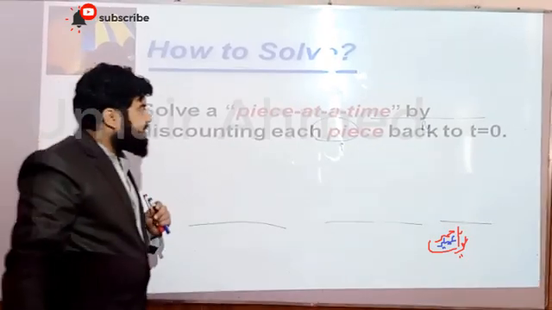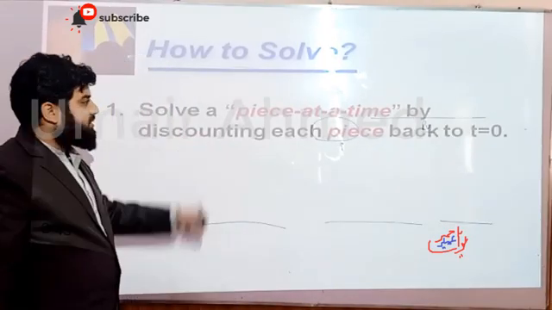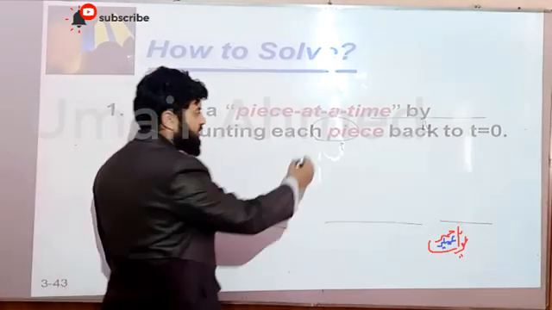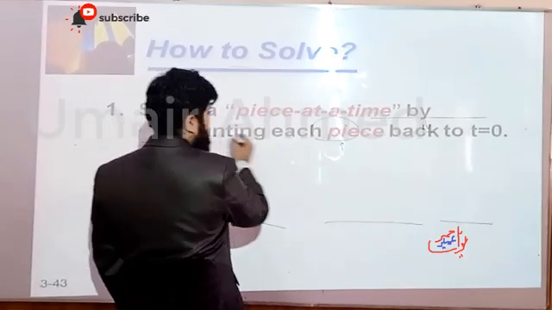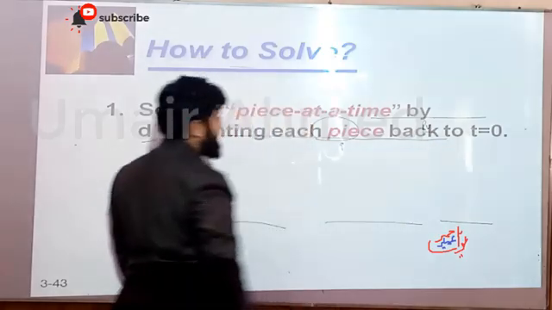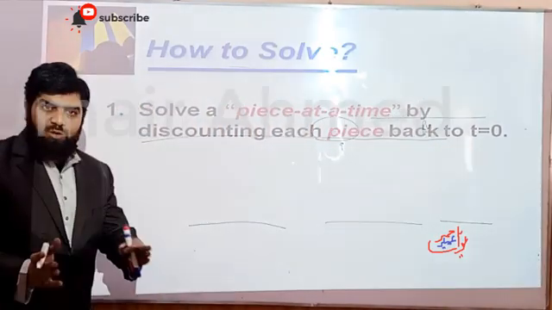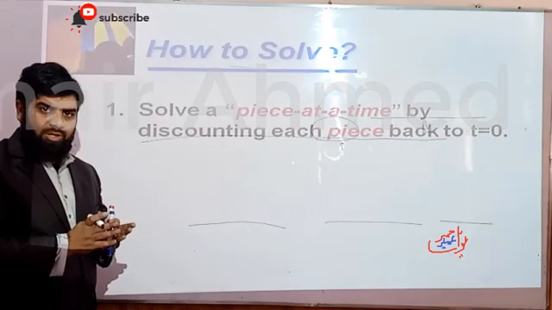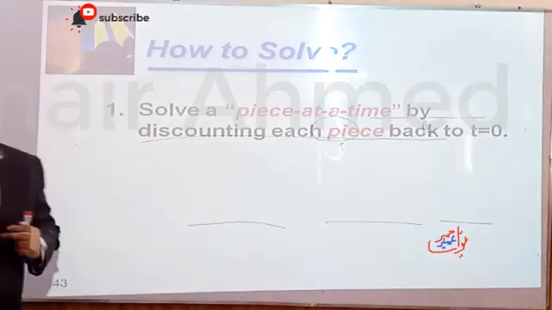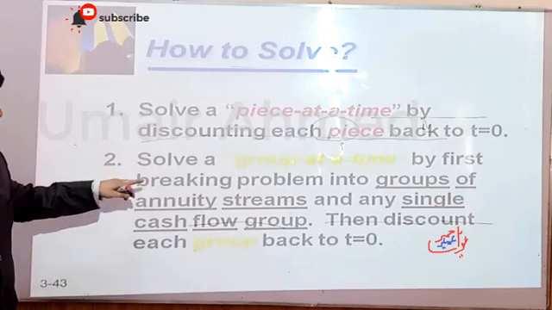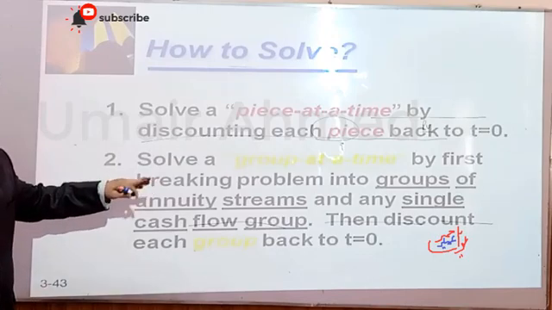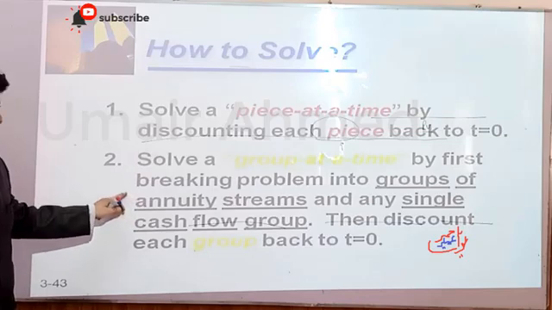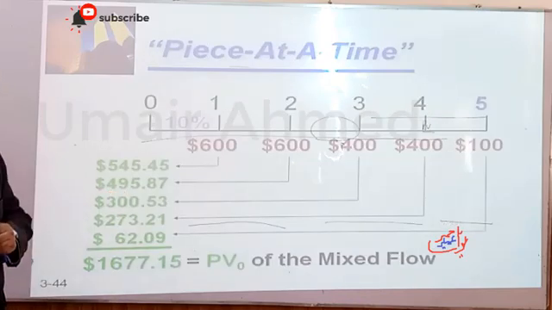So this is the method to solve it. Solve a piece at a time by discounting each piece back. We have to discount each and every cash flow, okay, by using the present value formula. Okay, this is for a group. We will discuss it in the next slide. Now, how to solve it?